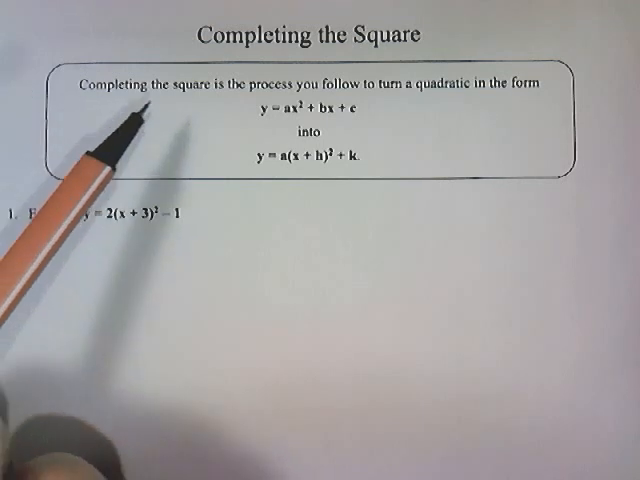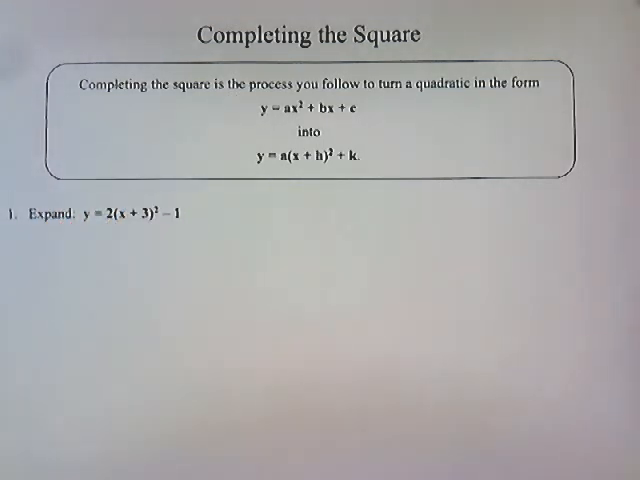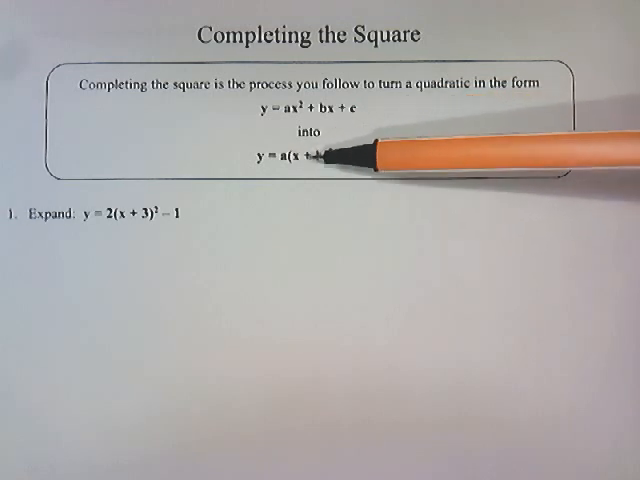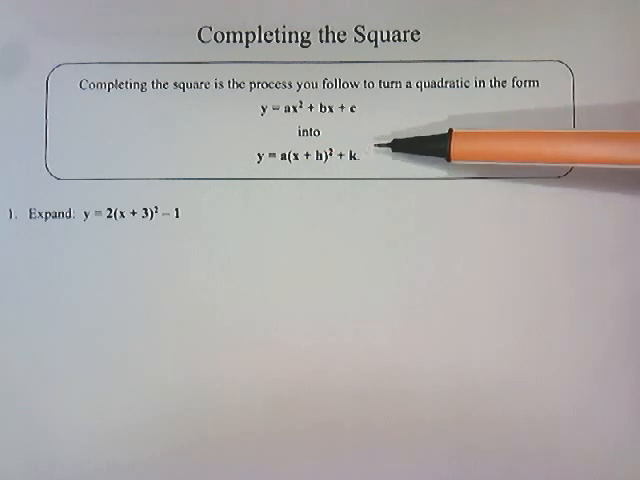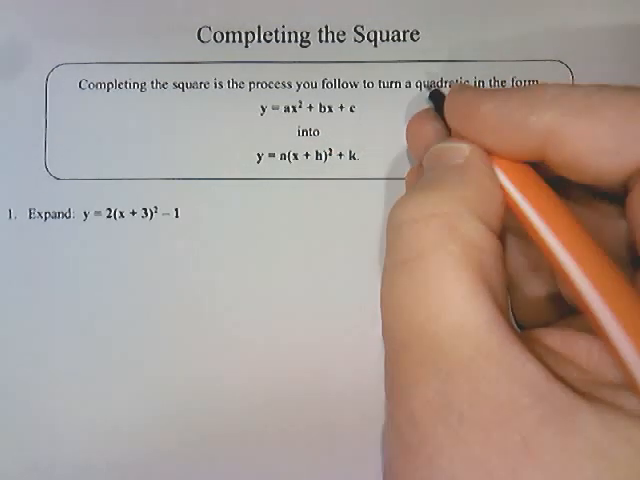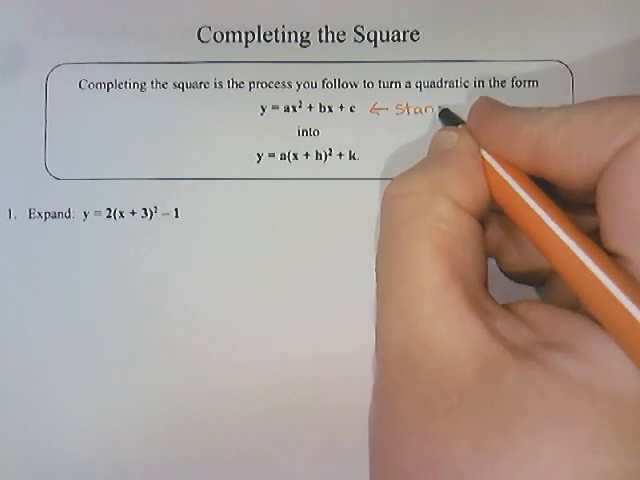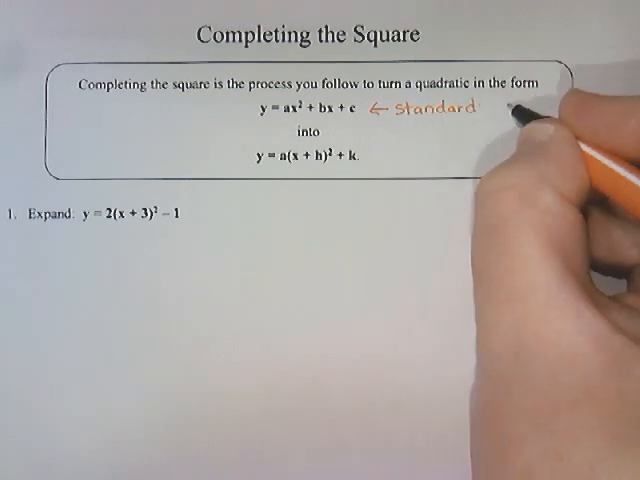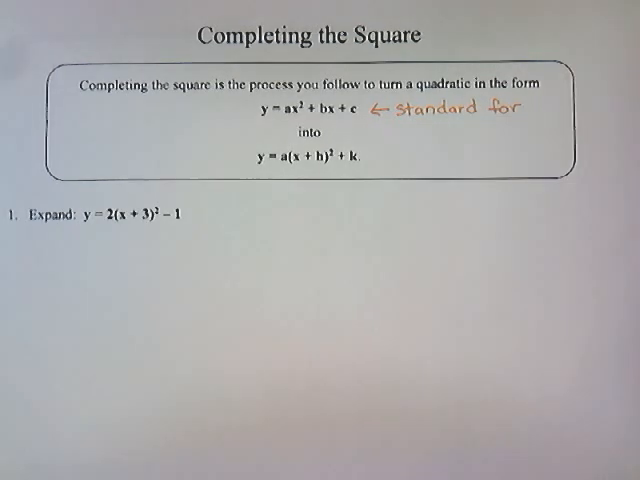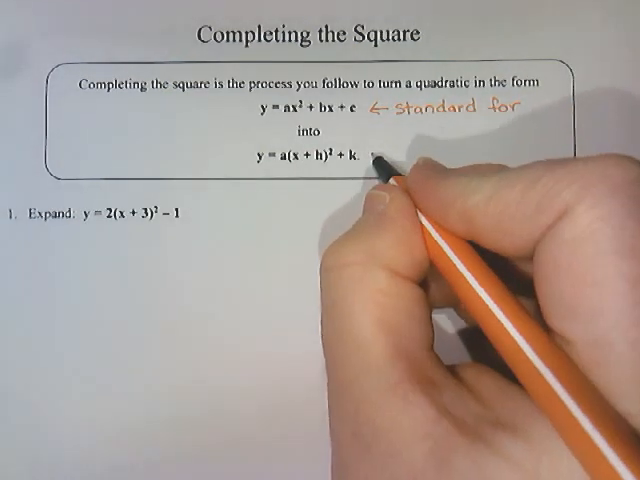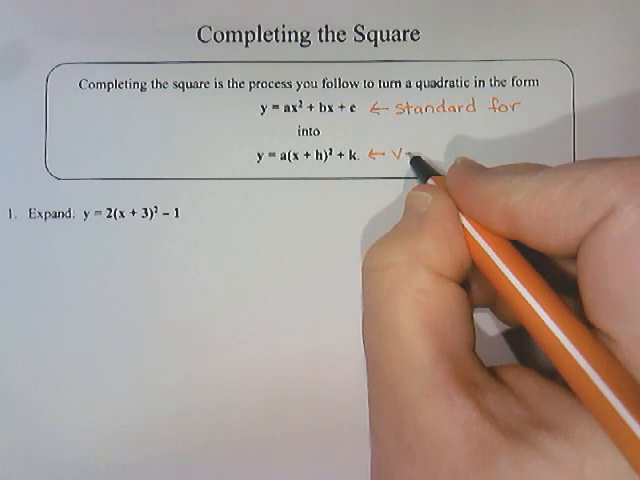So completing the square is the process that you follow to turn a quadratic in the form y equals ax squared plus bx plus c into y equals a times x plus h squared plus k. That first format is something that we call standard form. That's what the quadratic would look like in Unit 1 when we were multiplying things out and factoring. The second one is called vertex form.